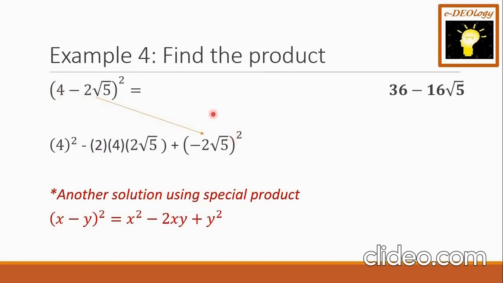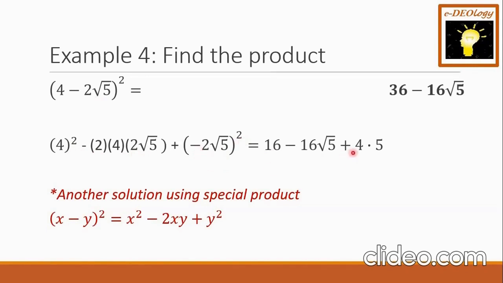So we will now simplify. The 4 squared becomes 16, and then minus the product of these 3 terms, 2 times 4 times 2 square root of 5, we will get the 16 square root of 5. And then plus, we're going to square this term. Because of the square, the negative sign will go away.